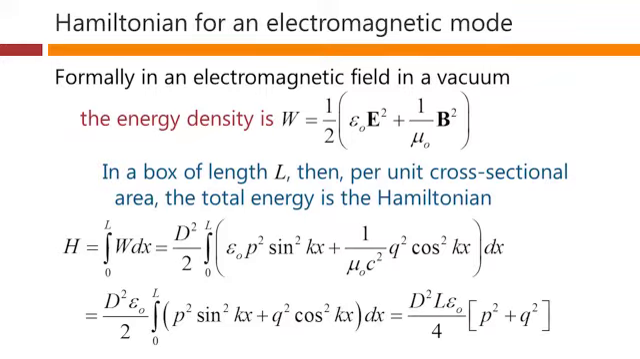So we get the relatively simple result that our Hamiltonian, the energy per unit cross-sectional area in the field, is given by this expression, D squared L, from our integral of the sine squares and the cosine squares over the thickness of the box, times epsilon naught over 4 times P squared plus Q squared.